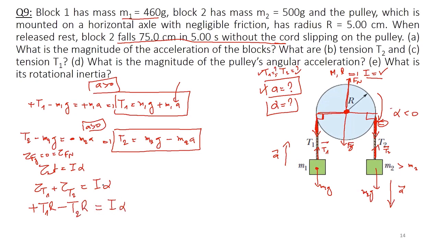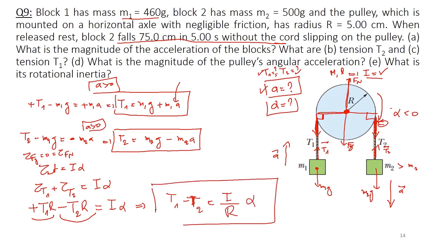But here, of course, alpha is negative, because I know that it should rotate. So basically, I'm telling you that minus T2R is dominating T1R. That's why alpha is negative here. So in other words, let me just have T1 minus T2 equal to I divided by R multiplied by alpha. So I just divided by R.